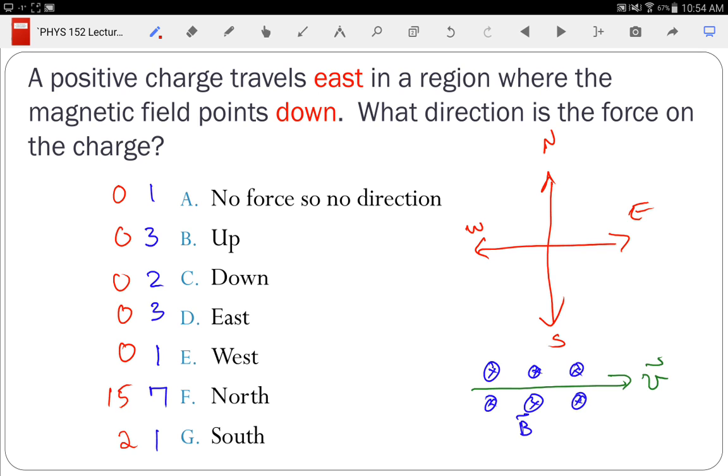So use your right hand and you point your index finger at the V. And then you curl your fingers towards B. Bam, and then she rotates her hand over. It's pointing down.